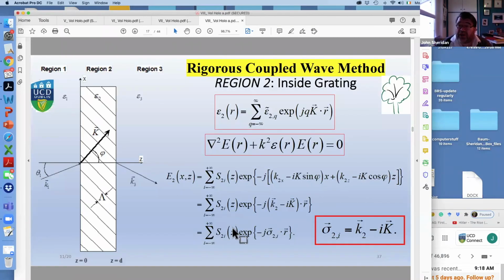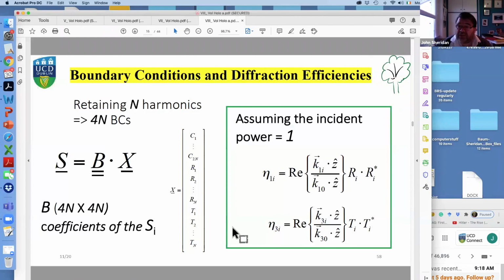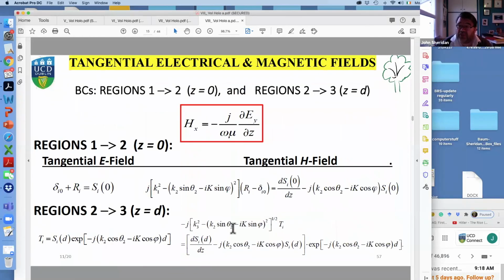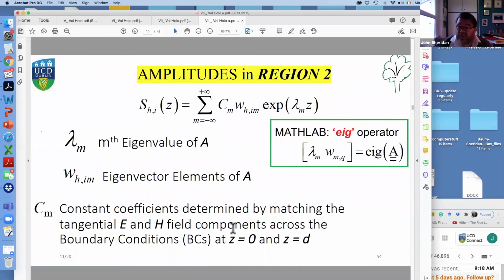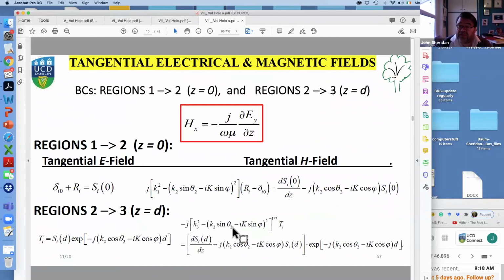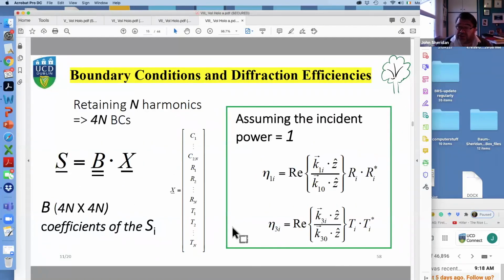So that's numerically how you go about doing that. You've got two sets of problems: an eigenvector, eigenvalue problem, and then a boundary condition problem. Now again, this is probably dealt with best by Kostuk, but you can go to the Gaylord papers, Moharam and Gaylord, and you can see how they actually do this.